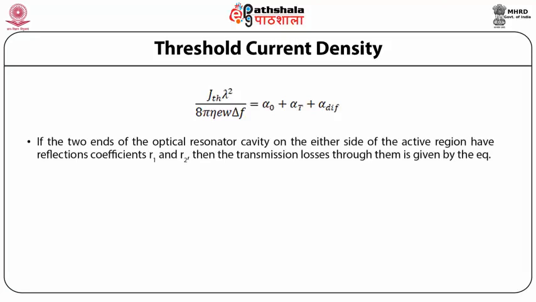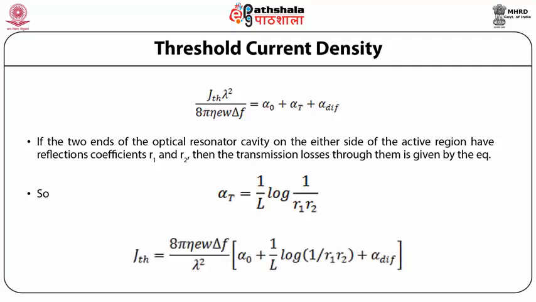If the two ends of the optical resonator cavity on either side of the active region have reflection coefficients R1 and R2, then the transmission losses through them are given by the equation αt = (1/L) log(1/(R1 R2)), and one can write J threshold = 8π η E W Δf / λ² into α₀ plus, replacing αt, plus α diffraction.